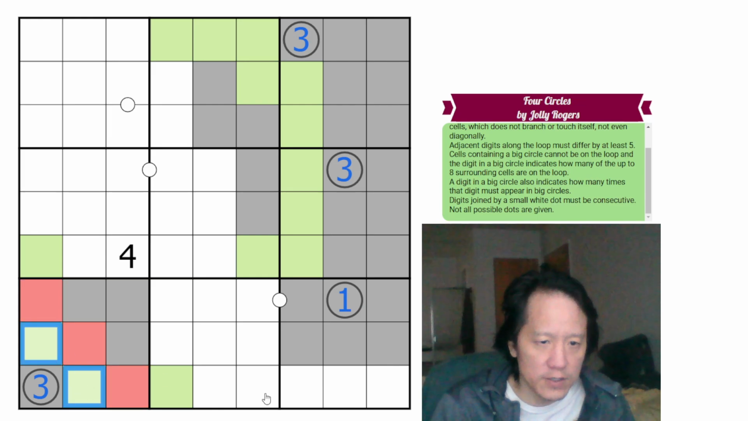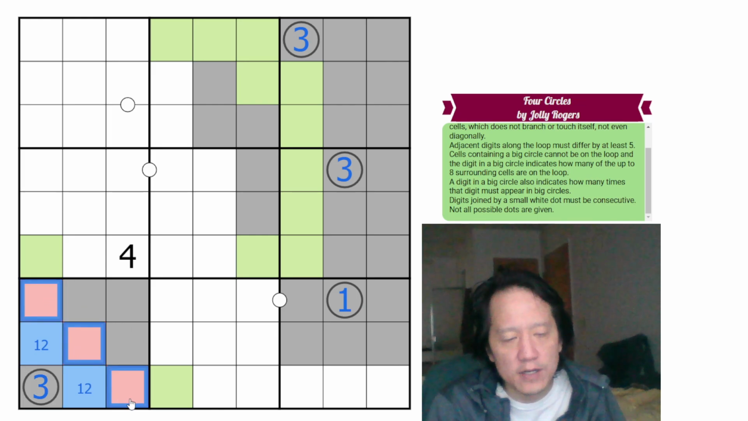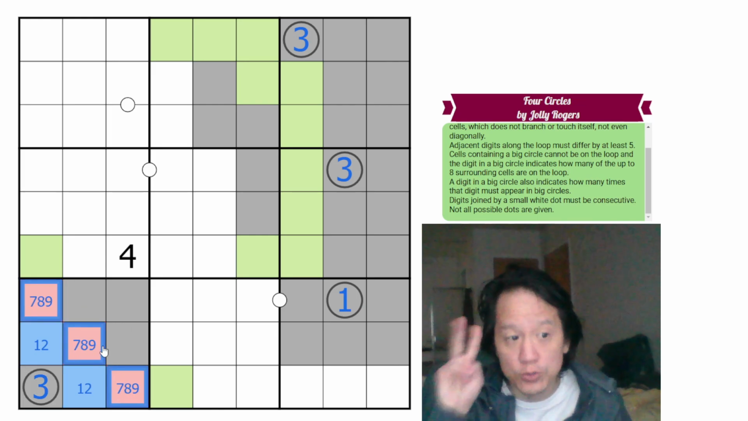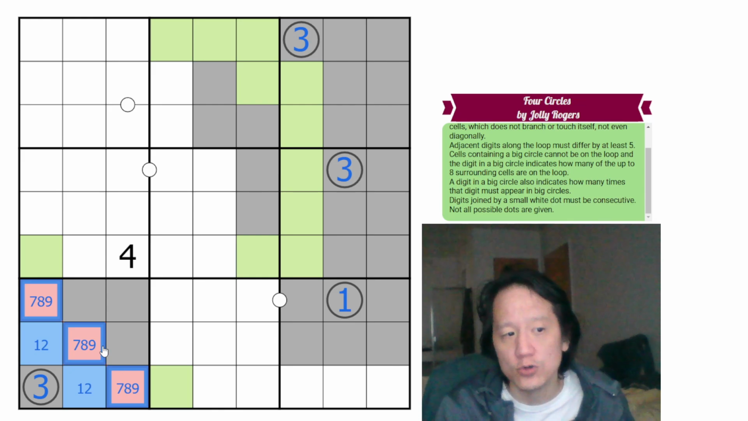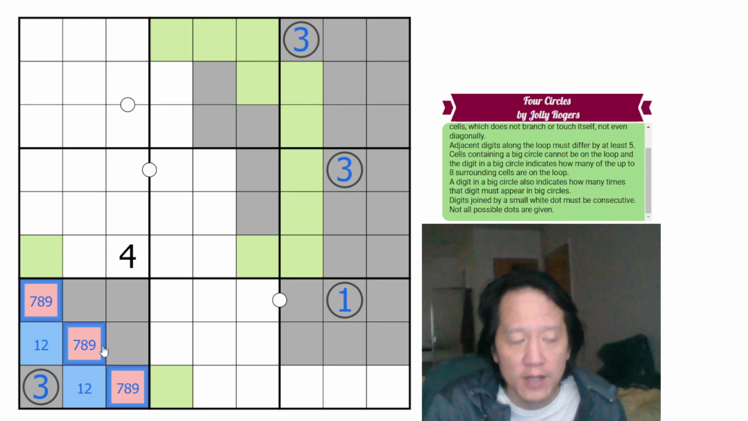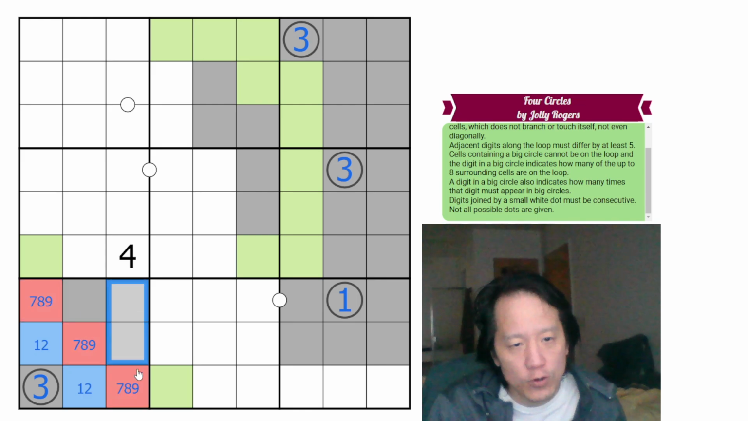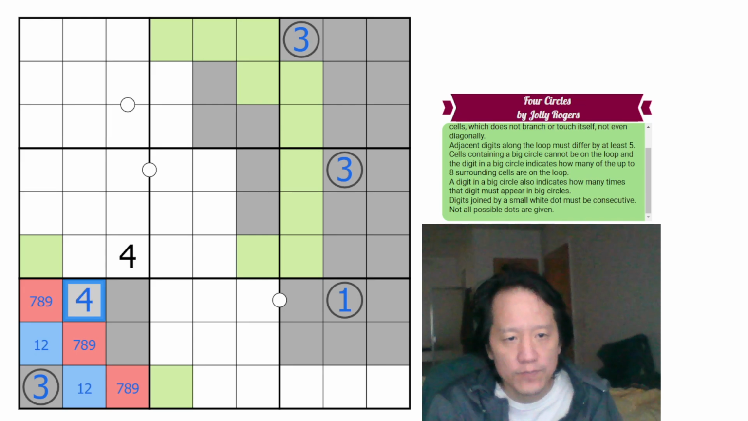Therefore, all of these are low, and they're next to 2 unique digits. So this must be 1 and 2. These have to be 7, 8, and 9 because they're all next to 2 unique digits. And 6 follows the same rule as 4, right? 6 can only be next to 1 on a German whisper line. And if it's next to 2 unique digits, it can't be a 6. Therefore, this can't be 4. These can't be 4. This must be a 4.